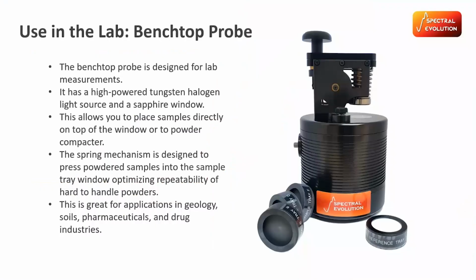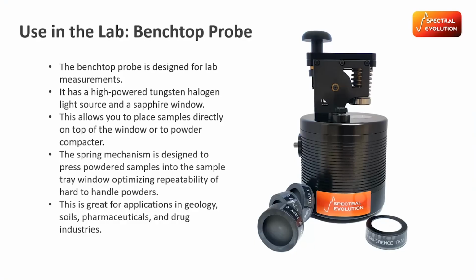So we have a few different accessories that are very common for mineral identification. One would be the benchtop probe. This allows you to measure powdered samples. So if you have loose material, sediment, and you want to collect spectra off of them and have consistent data, we have these pucks with sapphire lenses.